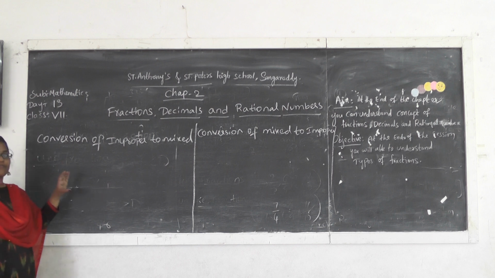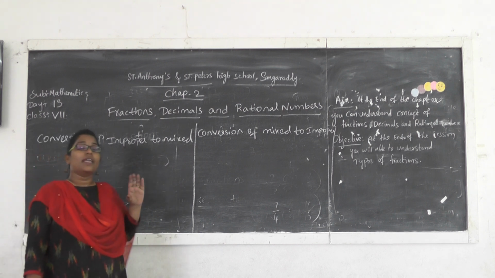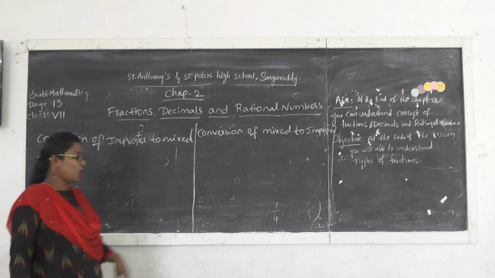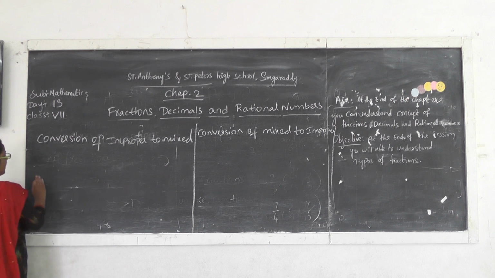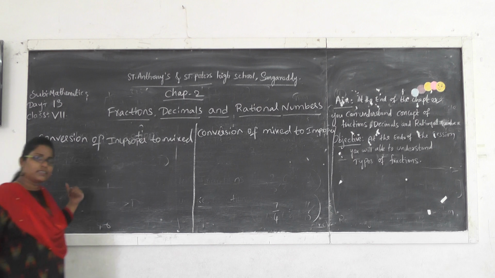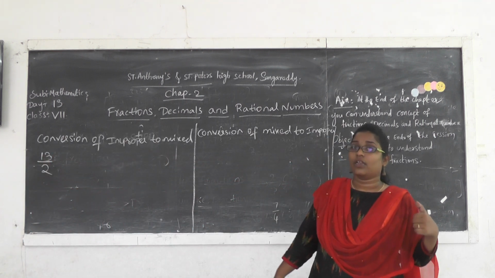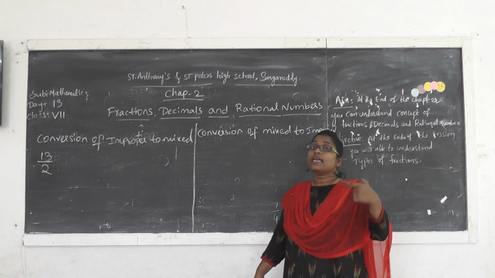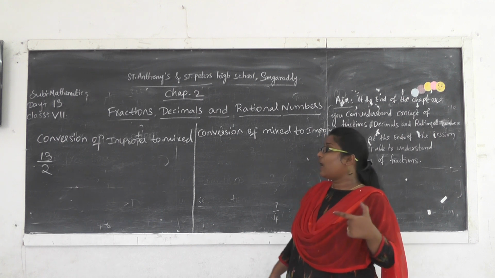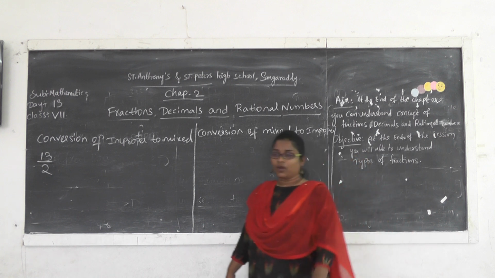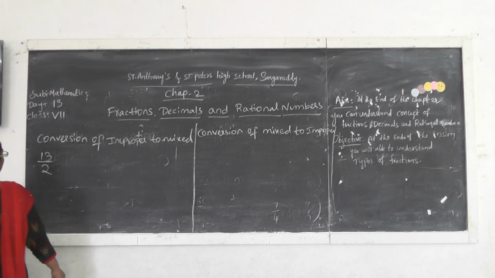What is meant by improper fraction? Previously we discussed improper fraction. Improper is nothing but the numerator should be greater than the denominator. So I am taking here 13 by 2. Is it an improper fraction or not? Yes, it is an improper fraction. Why? Because the numerator is greater than the denominator. Now this improper fraction we have to convert into mixed fraction.